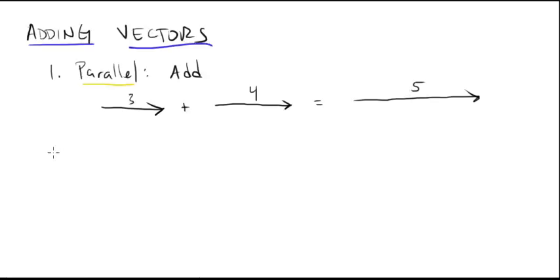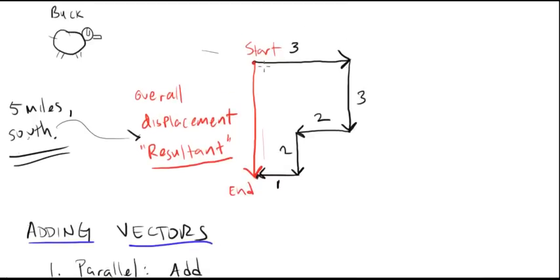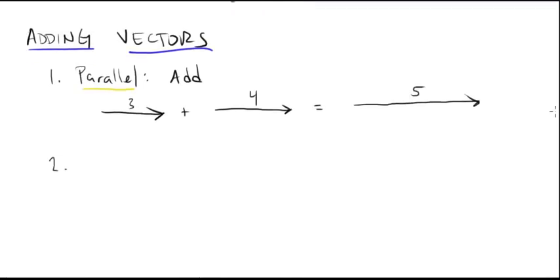The second one that we did in this example up here was when the vectors were pointed opposite, we subtracted them. So 3 minus 2 minus 1 was 0. So the other case is when they're what we call anti-parallel. Anti-parallel just means pointed in opposite directions. And when they're pointed in opposite directions, we subtract them. Again, pretty common sense.